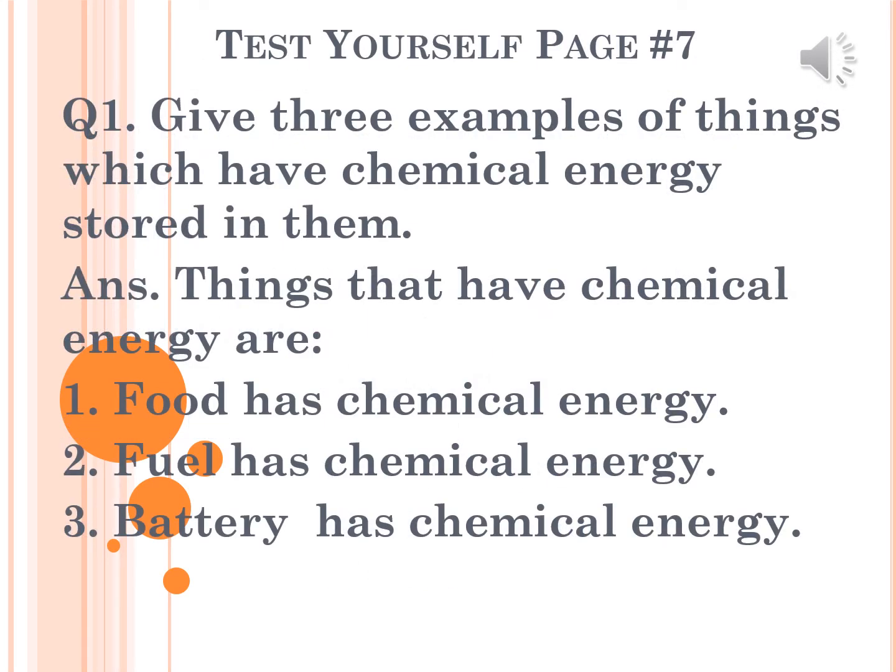Test yourself, page number 7. Question number 1: Give 3 examples of things which have chemical energy stored in them. Its answer is, things that have chemical energy are: number 1, food has chemical energy; number 2, fuel has chemical energy; number 3, a battery has chemical energy. Dear students, you can also add your own examples in this question.